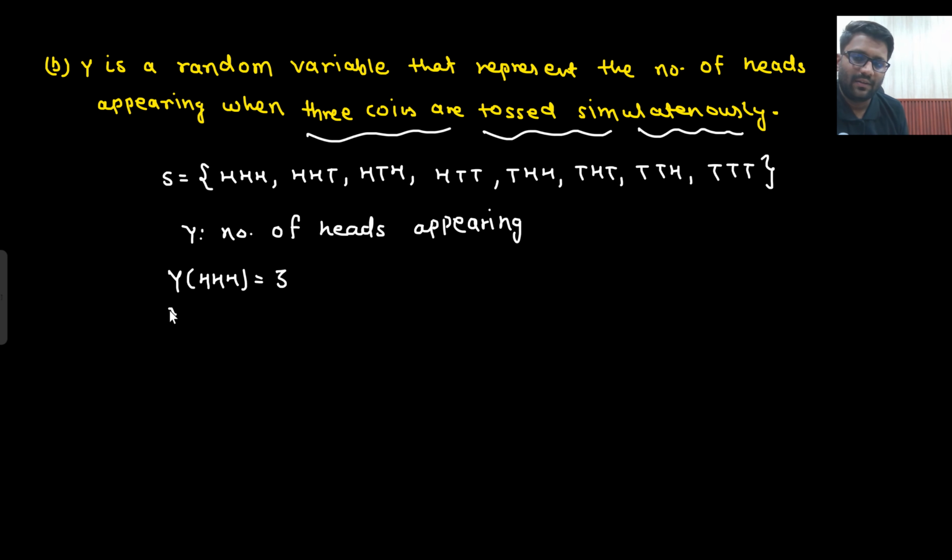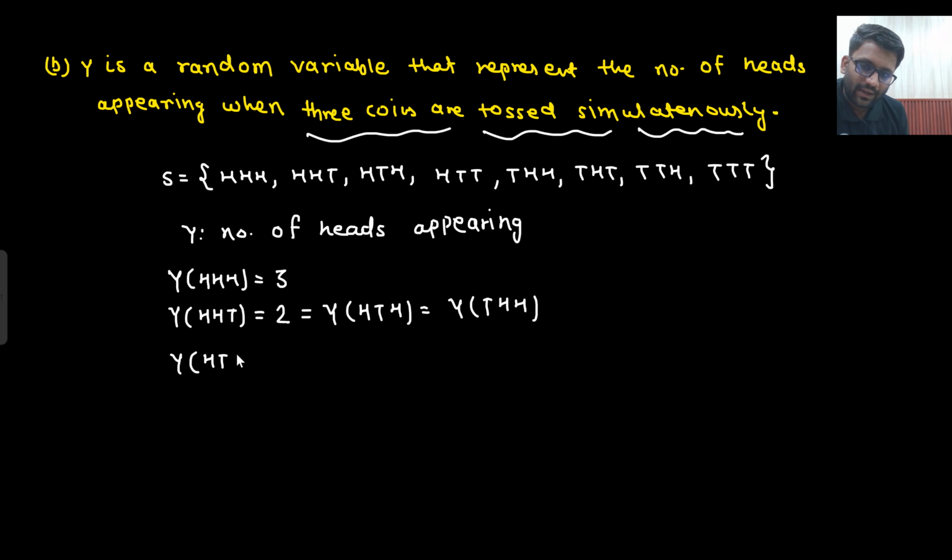For head, head, head, it will say 3. When it goes to head, head, tail and asks how many heads you are having, it will say 2. The same will be said by head, tail, head as well, and the same will be said by tail, head, head as well. Are you able to understand this point? Head, head, tail: 2. Head, tail, head: 2. Tail, head, head: 2, right?